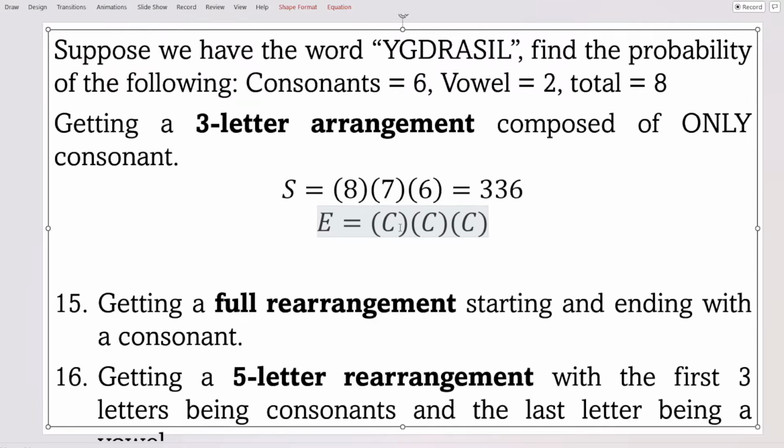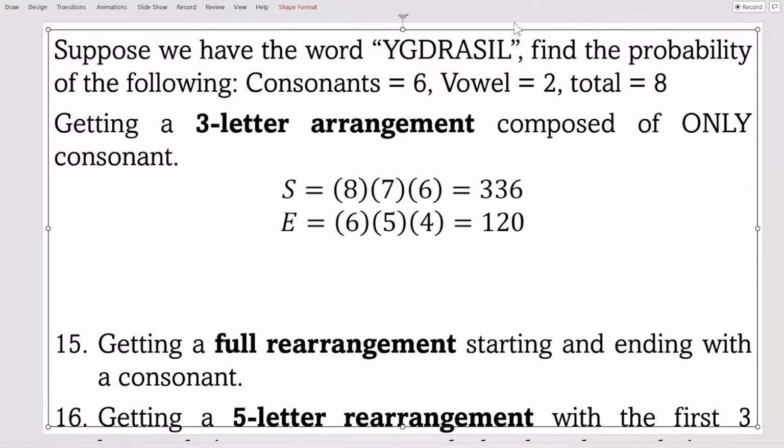So for the first slot, how many consonants do we have? We have six. So I have six choices here. For the second letter, how many choices will I have? I will only have five because I already used one consonant for the first letter. So the second letter will only have five choices. And then the third letter will have four choices. Putting this in the calculator, you will get 120.